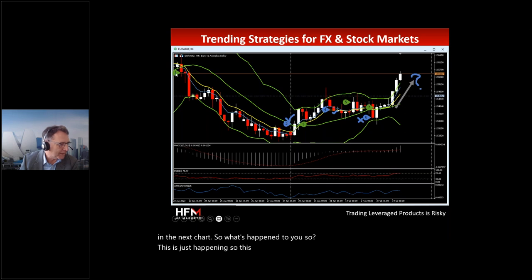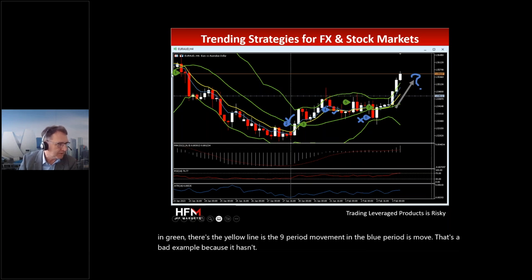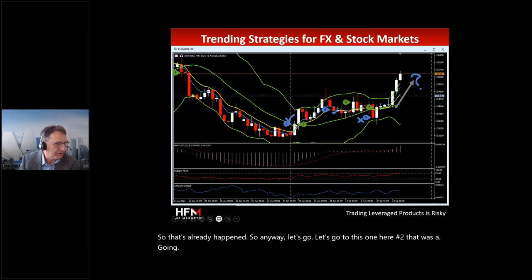This is one here on this particular chart. There's the Bollinger Bands in green. The yellow line is the 9 period moving average, and the blue is the 5 period moving average. That's a bad example because it's already happened. So anyway, let's go to this one here, number 2. That was triggering a long position. The closing out at 2 is the close out of that trend, and also a long position. Okay, so 3 is what's happened there.